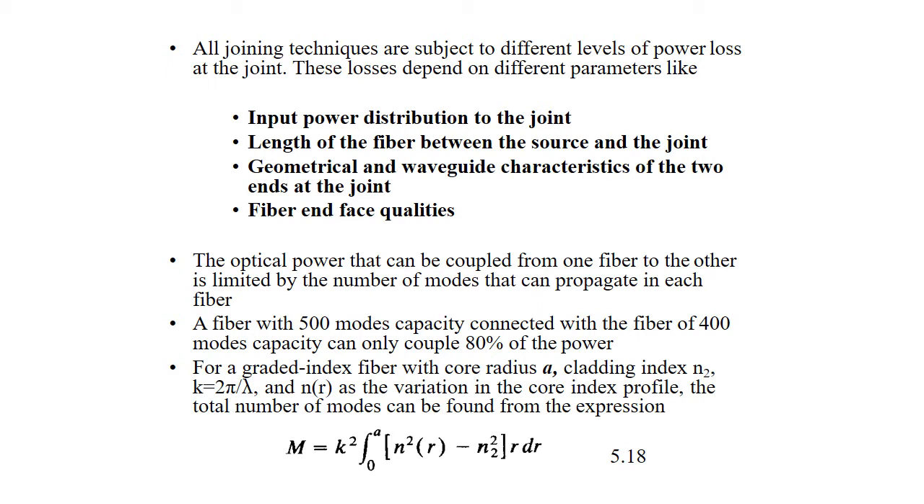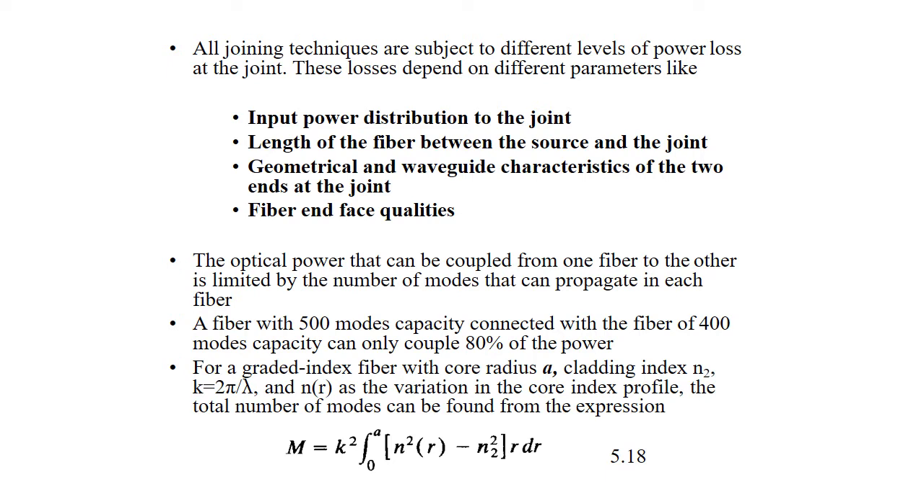For a graded index fiber, a fiber with 500 modes capacity connected with a fiber of 400 modes capacity can only couple 80% of the power. For the graded index fiber with core radius a and cladding index n2, with the propagation constant k equal to 2 pi by lambda, the total number of modes is expressed as M equals k squared integral 0 to a of n squared of r minus n2 squared into r dr.